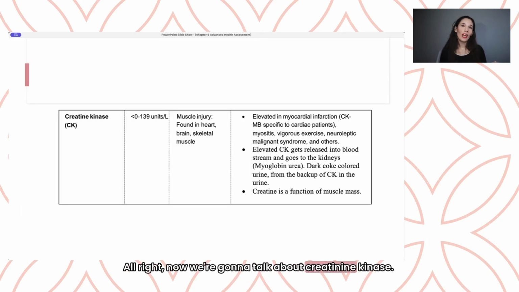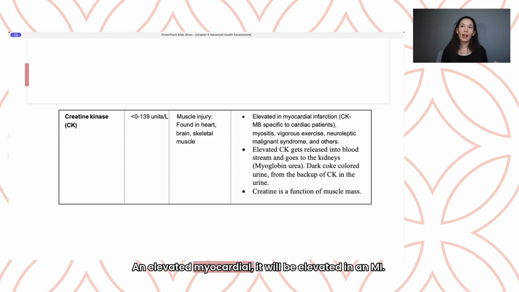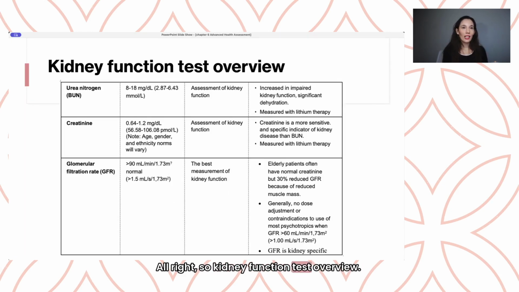All right, now we're going to talk about creatinine kinase. So this is anywhere between 0 and 139. It rises up with muscular injury because it's found in the heart, brain, and skeletal muscles. It will be elevated in an MI. Can also be elevated in neuroleptic malignant syndrome. So that's a big one, right? Because that can happen due to our psychotropic medications. So this is another important one that we're able to identify. Can also be elevated after a restraint or something, right? Because of the skeletal muscle breakdown. So yes.